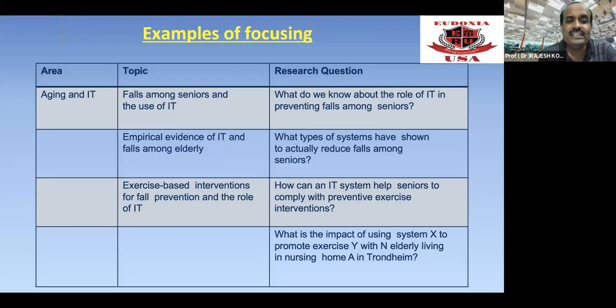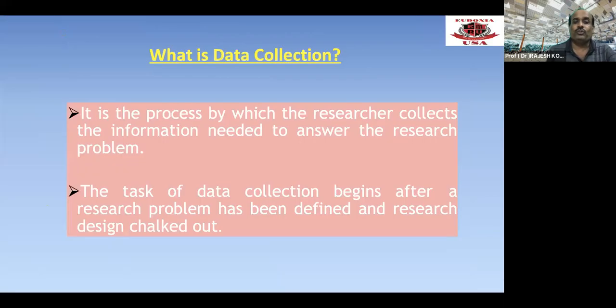For example, aging and information technology. How will the focus help? Topic: falls. Then the research question: what do we know about the role of information technology in preventing falls? Then empirical evidence: IT and falls among the elderly. What are the systems that actually reduce falls? Then you can frame it as: how can an IT system help seniors or older people comply with preventive exercises? How does system X promote exercise Y in elderly people living in a nursing home at some place? This is the way of focusing.